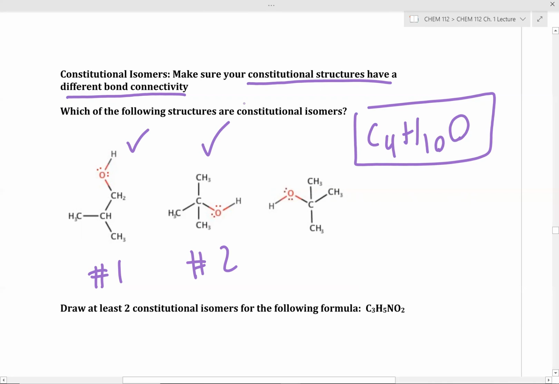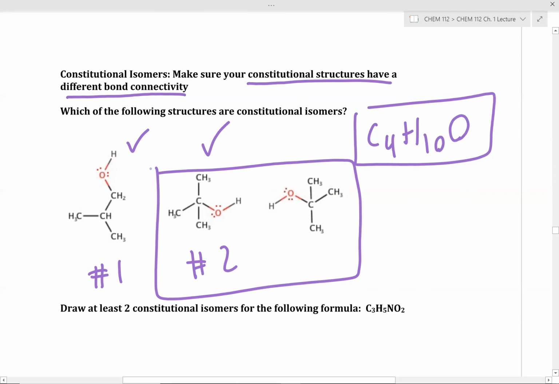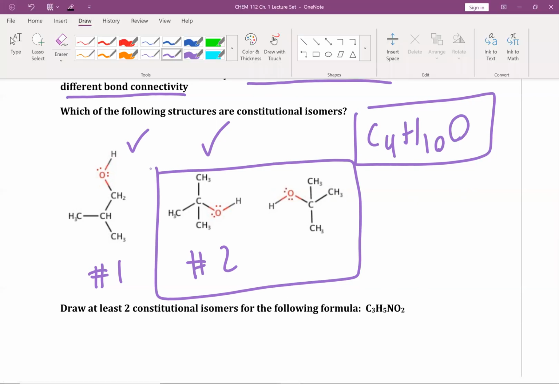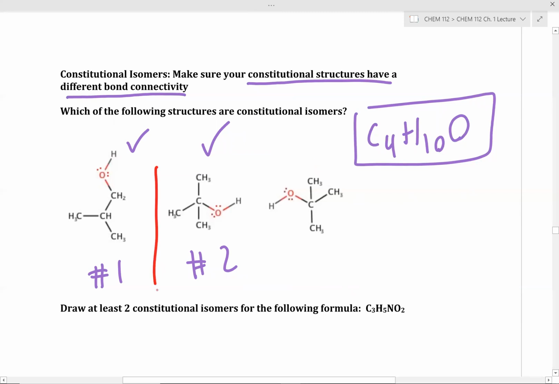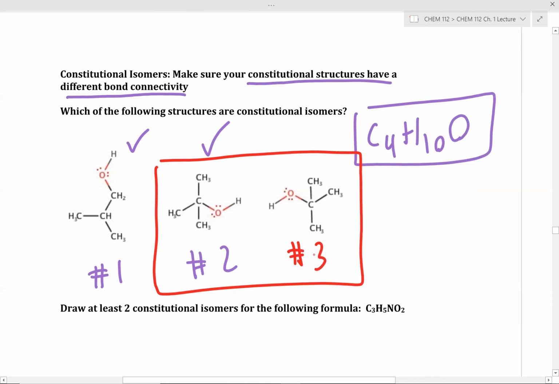Okay. Let's now take a look at structure 2 and 3. And for that, I'm going to change colors to a red pen because this is an interesting example. If we compare structure number 2 and structure number 3, do these two structures have the same or different connectivity? Same. So are these constitutional isomers? No. So these are not. So our answer would be number 1 and number 2 are constitutional isomers.